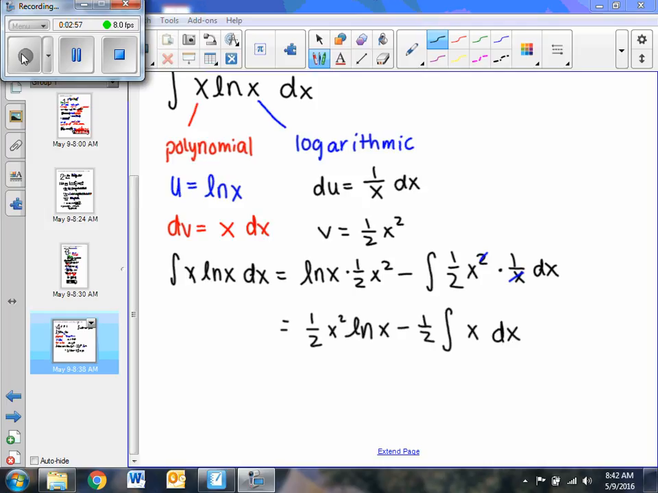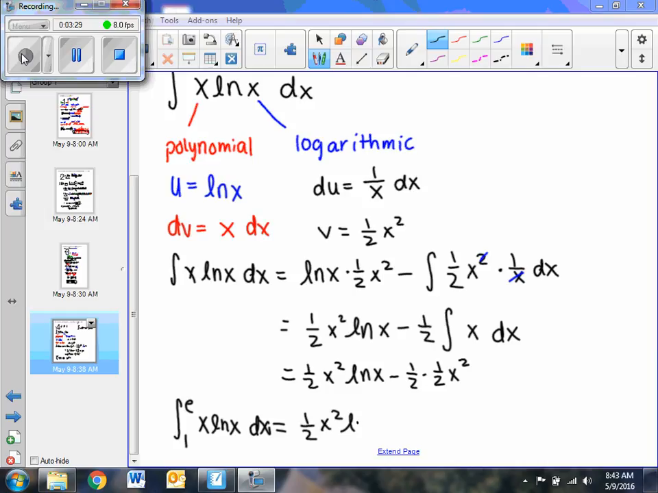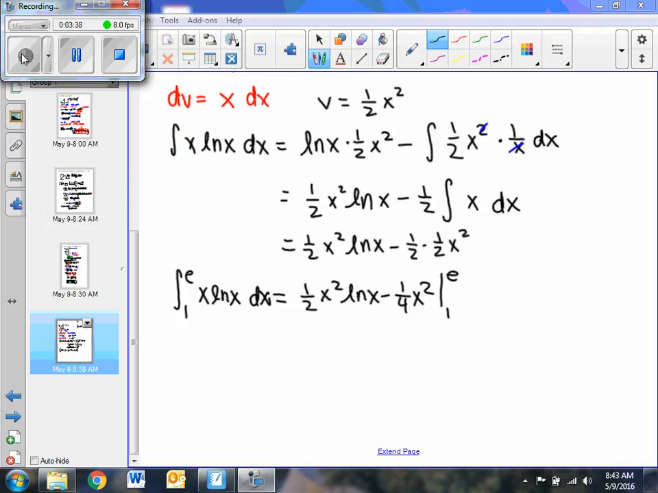Now we do know how to integrate x, so let's just take its antiderivative. And if this really were an indefinite integral problem, I should put a plus c on the end. But since I know I'm doing a definite integral here, where I'm integrating from 1 to e, I'm going to ignore my plus c. It will just cancel. It's a definite integral. Well, we know that that integral will be 1 half x squared ln x minus 1/4 x squared. And we're going to evaluate that from 1 up to e. So now we just plug in.